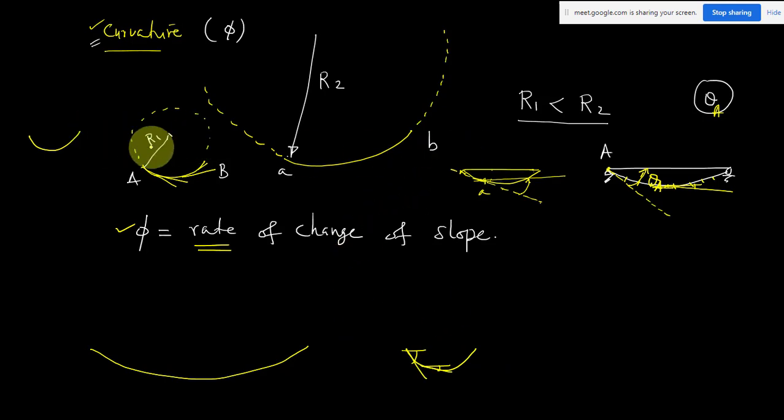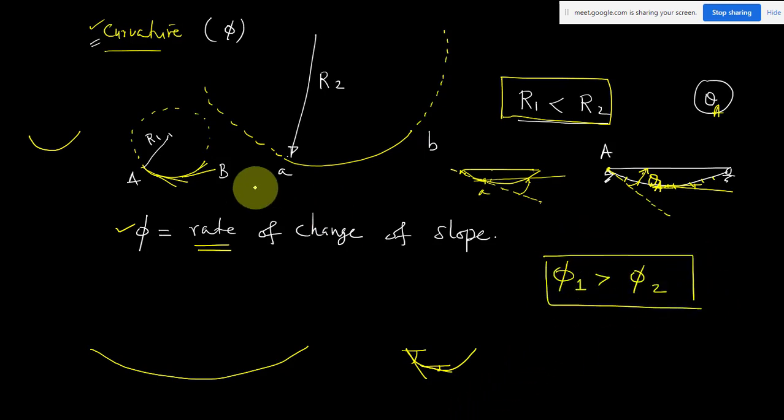So from this we can say that r1 is less than r2, the radius is less, but if you compare the curvature value, phi1 is more than phi2. The curvature will be more for this curve like this. The curvature will be less for this one, because here you can see the rate is less. The rate of change of slope is known as curvature. So from here we can understand that curvature and radius are inversely proportional. If you have less radius, your curvature will be more.